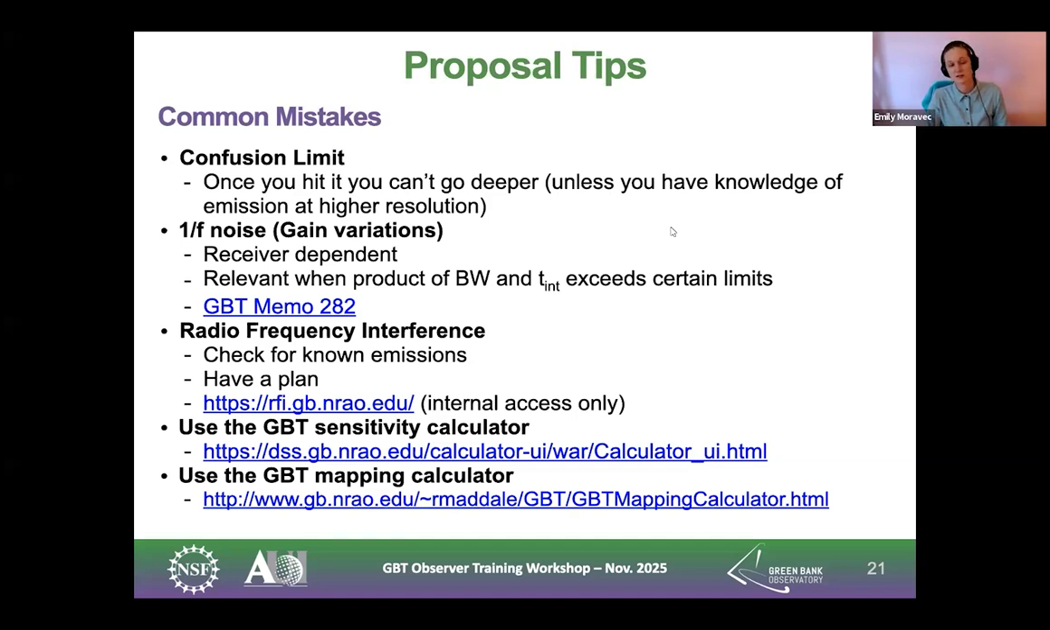You need to consider RFI. So make sure you know if there is RFI in the bands where you're trying to observe. Have a plan to deal with RFI. That's part of the technical justification. And use the GBT sensitivity and mapping calculators when possible. I will say for MUSTANG-2 observers, the sensitivity and mapping calculators don't work for MUSTANG-2. We have our own way of doing it, and there are wiki pages that explain this. You have to work with the MUSTANG-2 team anyway, so you'll be covered.